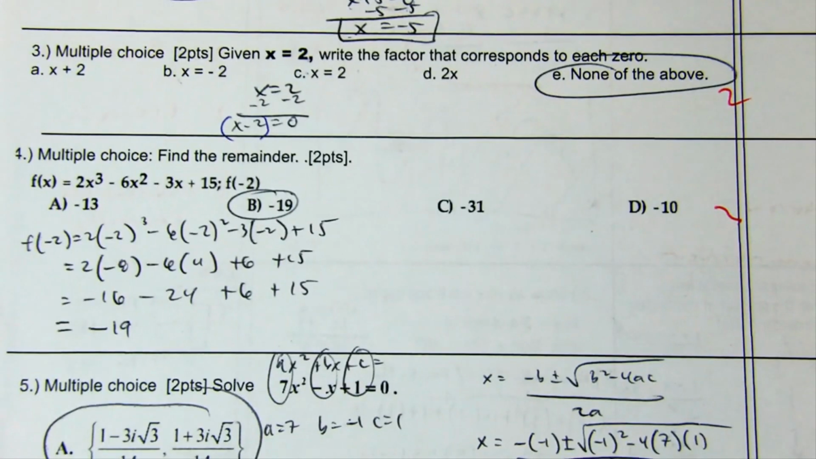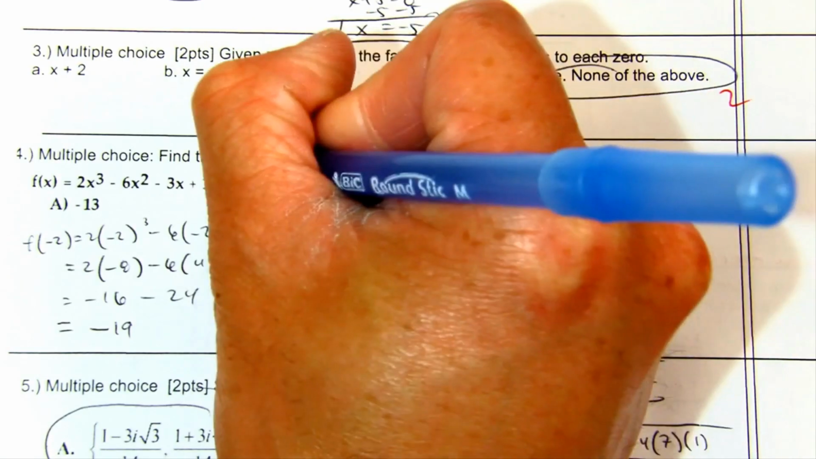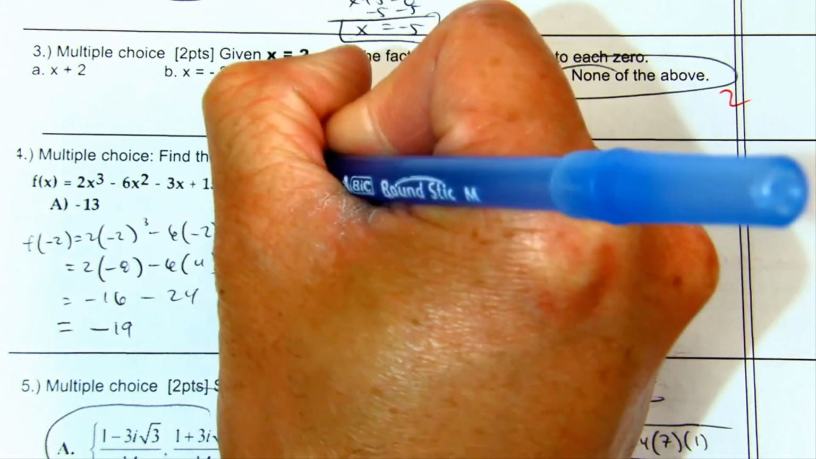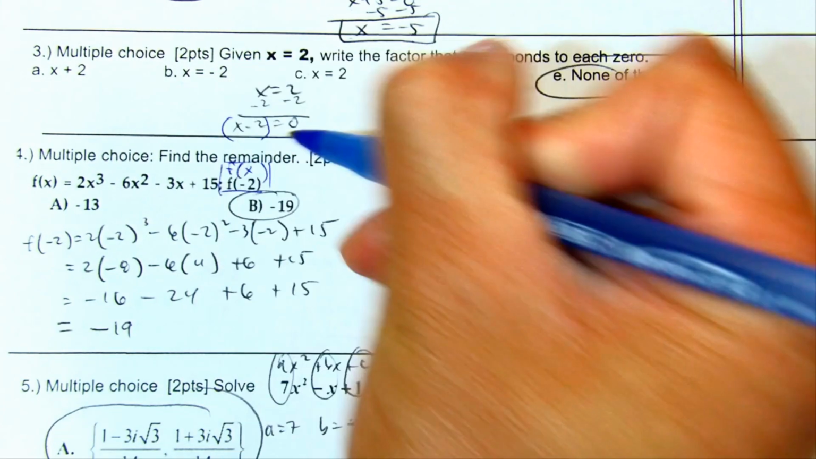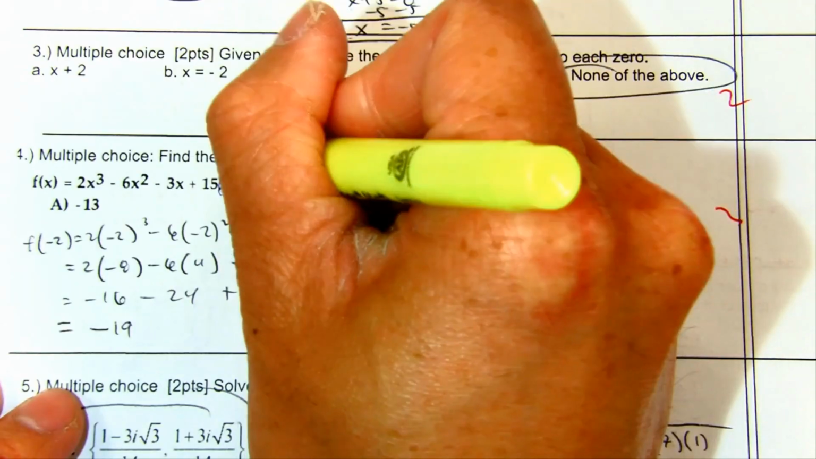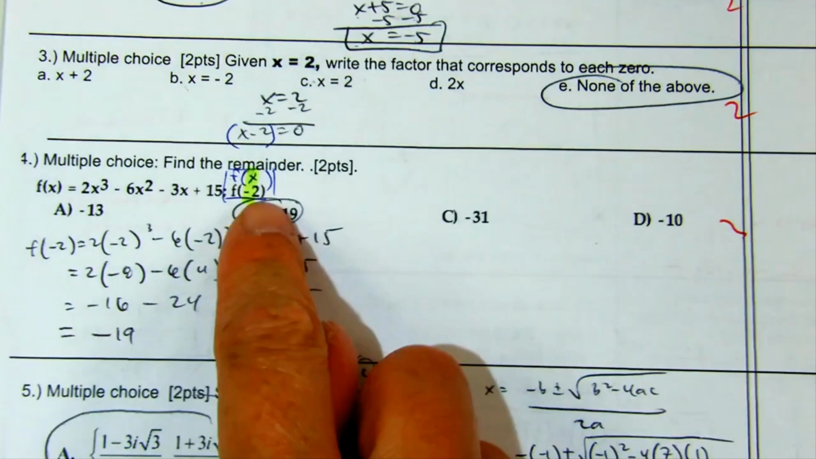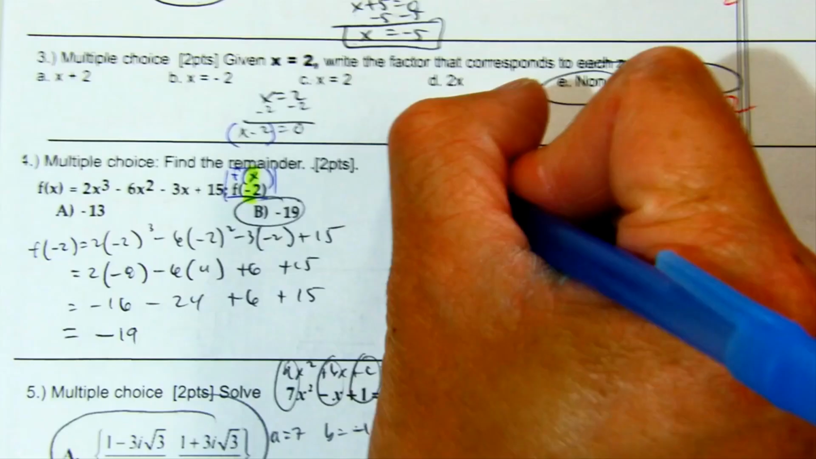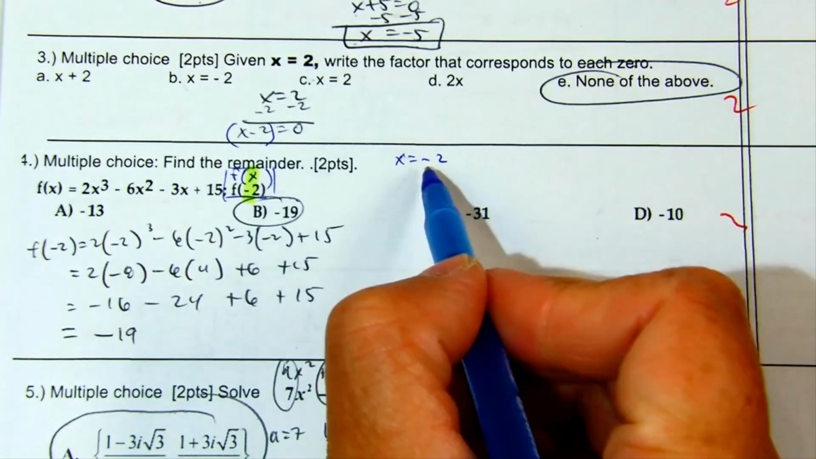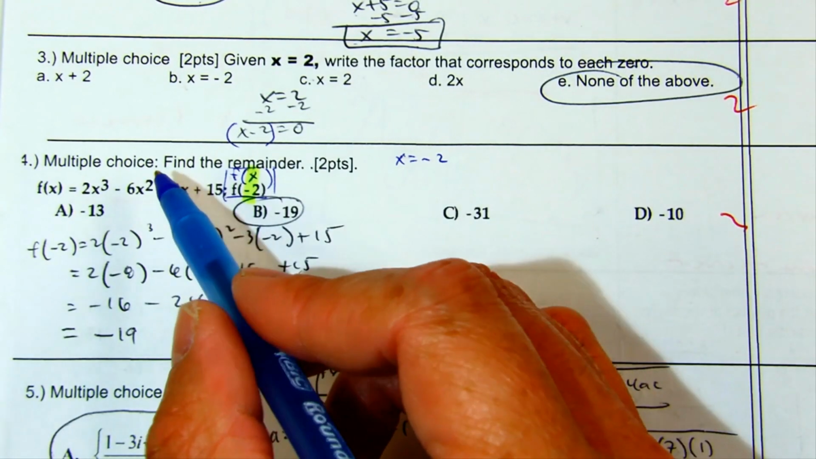Question number 4, find the remainder. If you'll notice the hint over here, all I have to do is write f of x. What does that tell me? Every x value I'm going to replace with -2. Now you could do something complicated. You could find a factor for that. Add 2 to both sides and you got x plus 2, and then you can use long division if you really wanted to. I wouldn't recommend it.